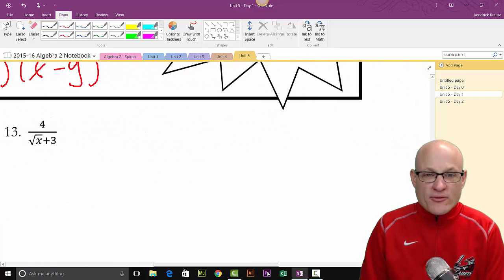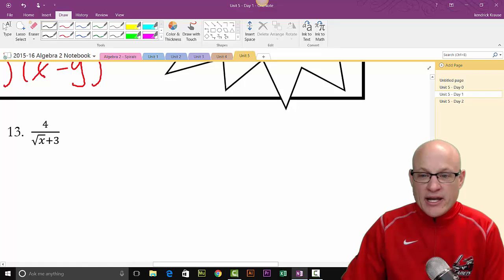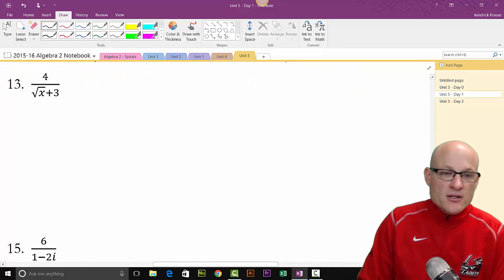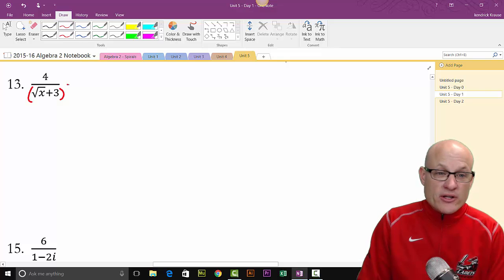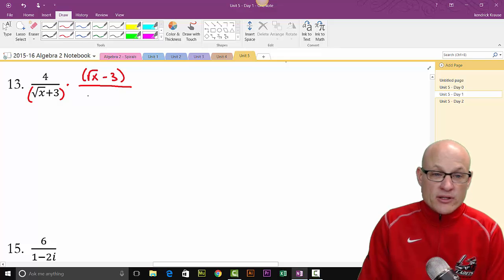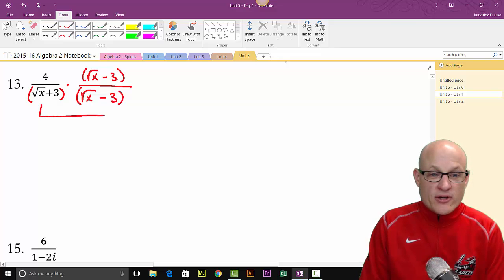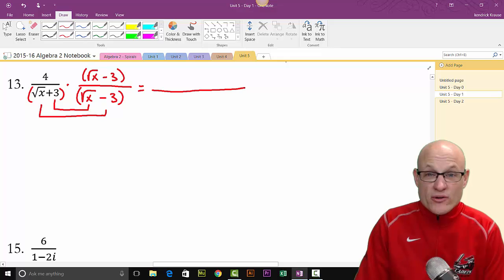Remember, we don't solve anything. We're just simplifying an expression because there's no equal sign. So in this case, we're going to multiply by the conjugate of the denominator, which is the square root of x minus 3, the square root of x minus 3. Now, because I know these are negative radical 3 and this is positive radical 3, I no longer have to do that. I know they're going to cancel.